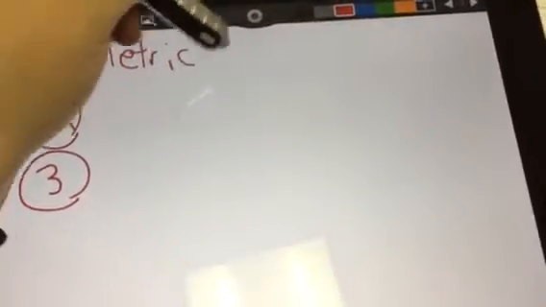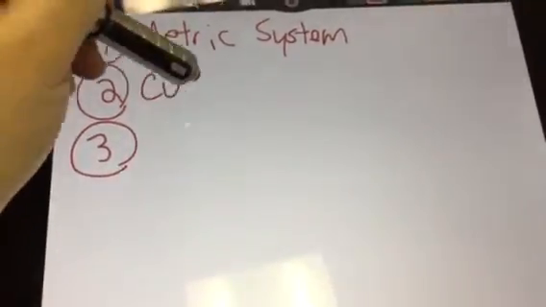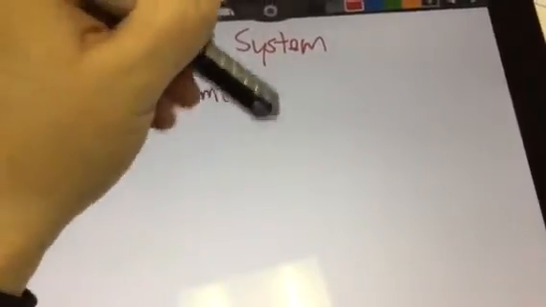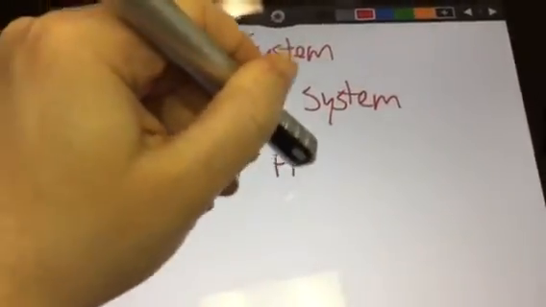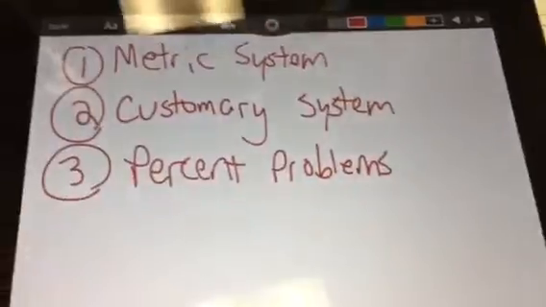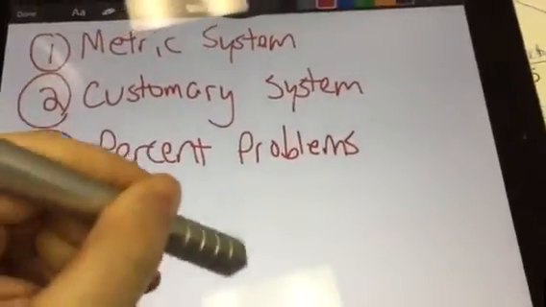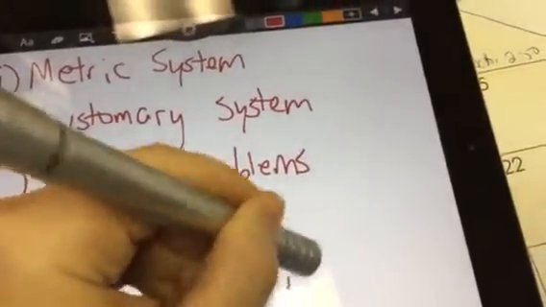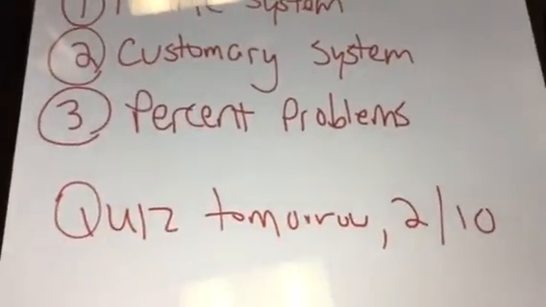Then I'll do examples of each. So you need to be able to do any conversions within the metric system. You also need to be able to do any conversions within the customary or standard system. And the last topic that we've talked about recently is percent problems. So those are the three major topics for your quiz tomorrow. And again, as a reminder, quiz is tomorrow, which is 2:10. All right, so now I'll do an example of each.